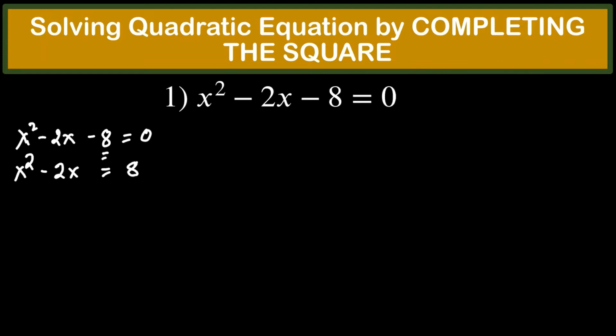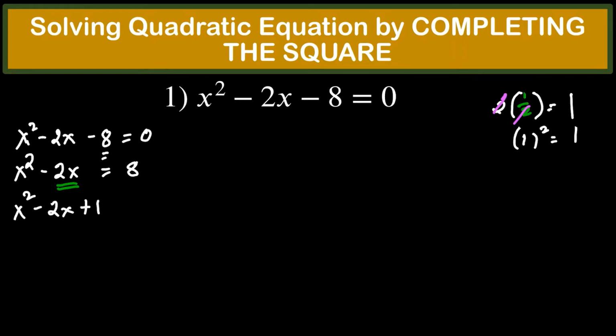Now, the next thing that you need to do is to consider the numerical coefficient of this term. The numerical coefficient is 2, times 1/2, we multiply it by 1/2, and that will give us 1. Then you square 1, that will give you again 1. The next thing is to add 1 to both sides of the equation. So this will give you x squared minus 2x plus 1 equals 8 plus 1.